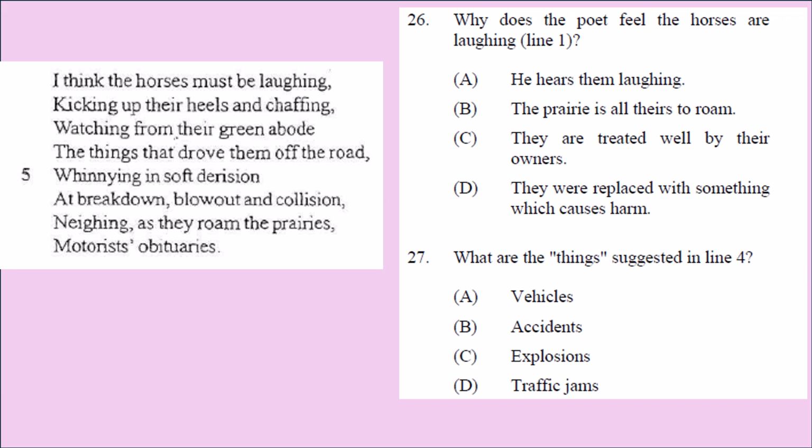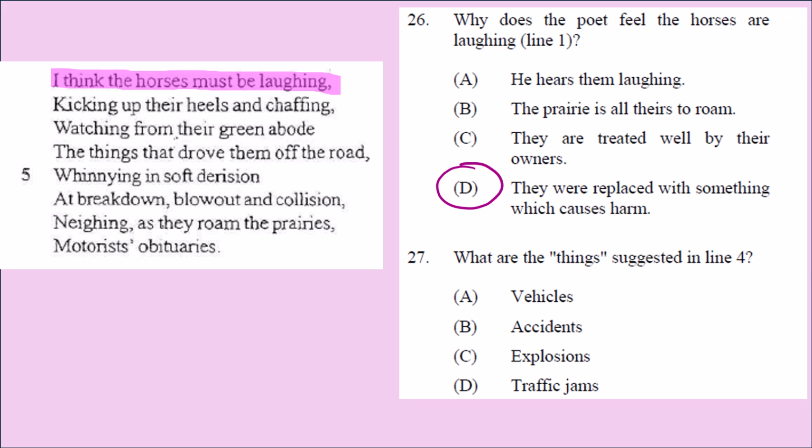Question 26. Why does the poet feel the horses are laughing? Line 1. Let's check it out. I think the horses must be laughing. Is it A, he hears them laughing? Is it B, the prairie is all theirs to roam? C, they're treated well by their owners? Or D, they were replaced with something which causes harm? And the answer is D, they were replaced with something which causes harm.